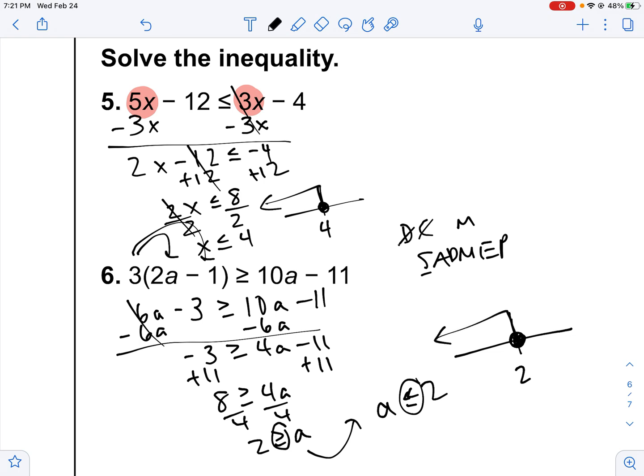closed that way. All right, so that's multi-step inequalities.